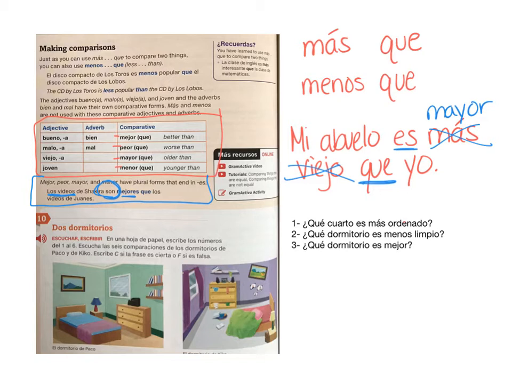Okay, let's look at this example here of the 2 bedrooms from the textbook. You have El Dormitorio de Paco. Remember that we can't say Paco's dormitorio. Everything's backwards. El Dormitorio de Paco, bedroom A, and El Dormitorio de Kiko, bedroom B.